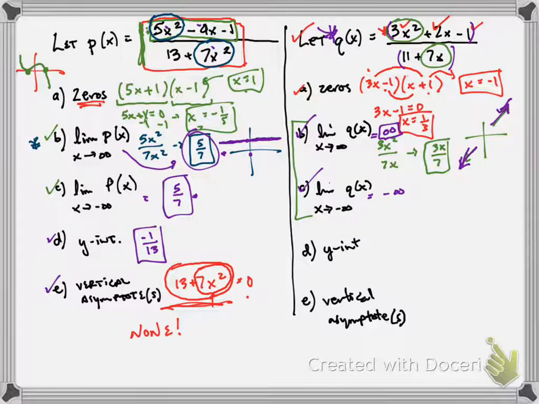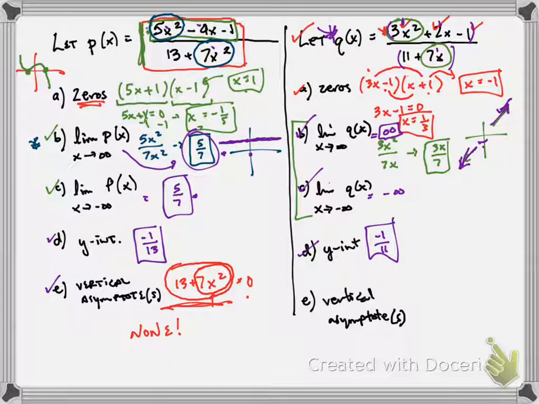For the y-intercept, universally, we'll put 0 in for x. Go back to your original function here. That's going to become 0. That's going to become 0. We're left with a negative 1 in our numerator. That will become 0. We're left with an 11 in our denominator, and so our y-intercept for this function is going to be negative 1 over 11. It's going to have a y-intercept down here again below the x-axis.